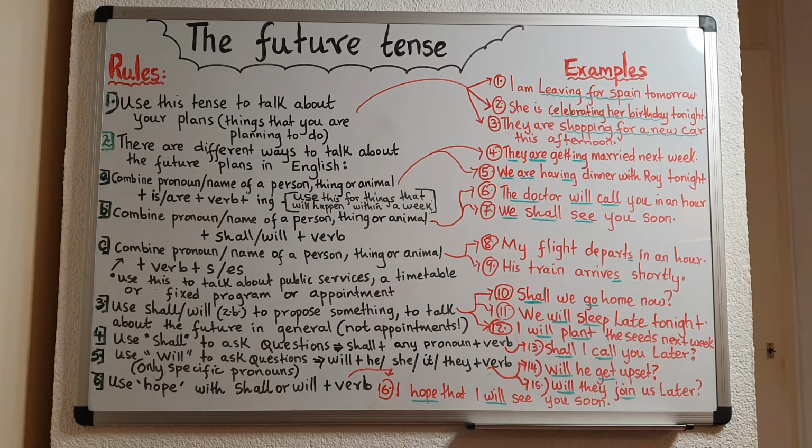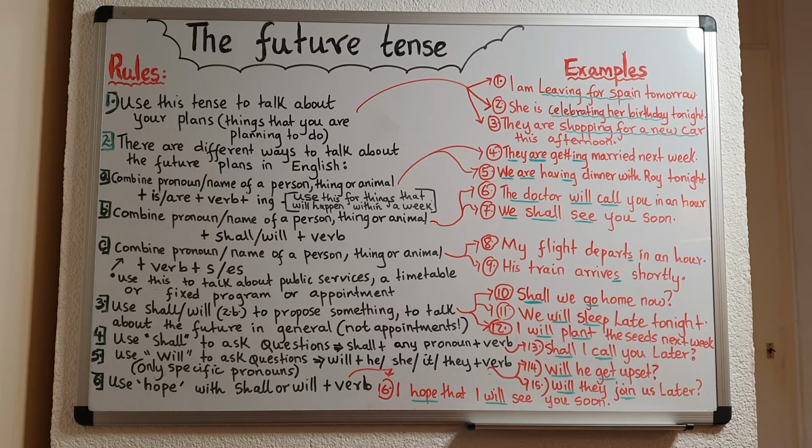Now, let us begin. To be able to use the future tense correctly, either in writing or in speech, you need to know some rules that will help you to do that correctly every single time. Rule number 1. Use this tense to talk about your plans.